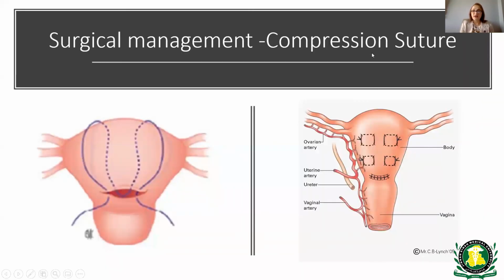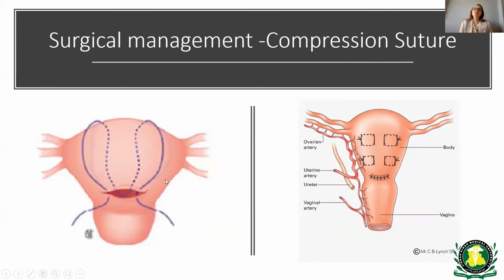Now, surgical management. Surgical management is that you open the belly, open the uterus, and then you can put compression sutures like this. Compression sutures on targeted areas where there are ovarian artery, uterine artery, vaginal artery bleeders. So you can target those areas and you can close them. They are called compression sutures.